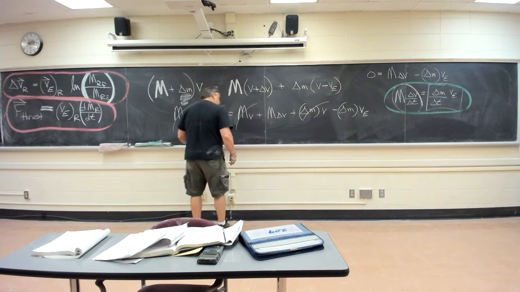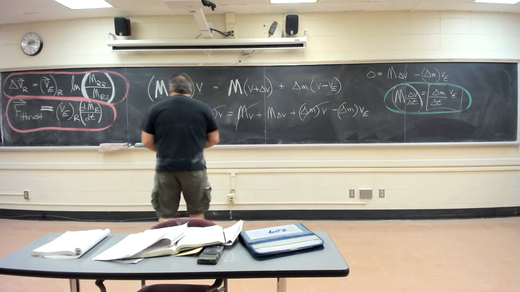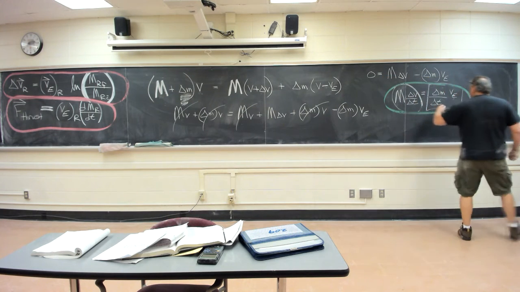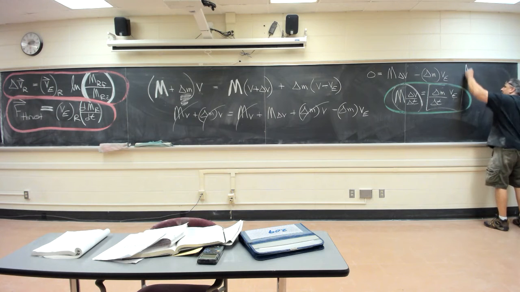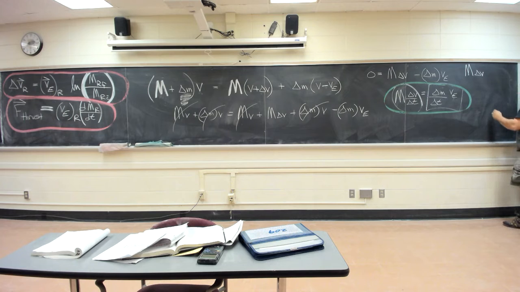As we look at this, you've got something like this. There's a whole lot going on here. You could multiply by delta t on each side, and you get m delta v equals v_e delta m.